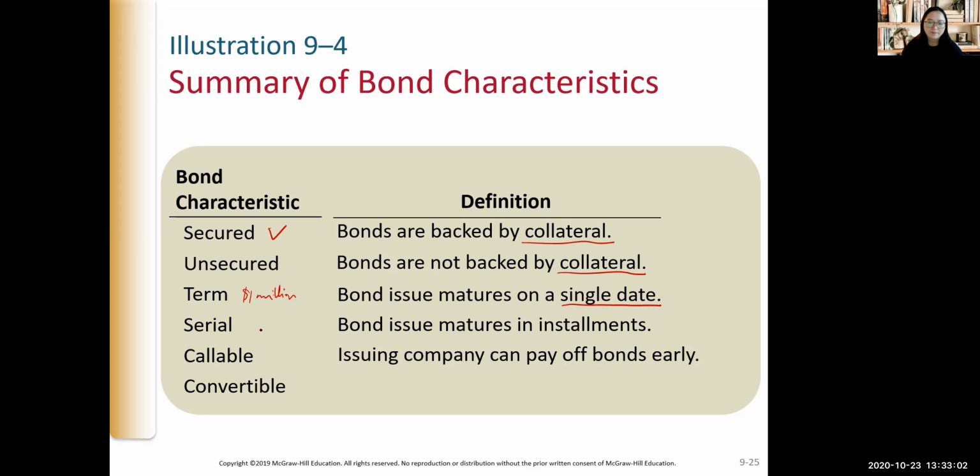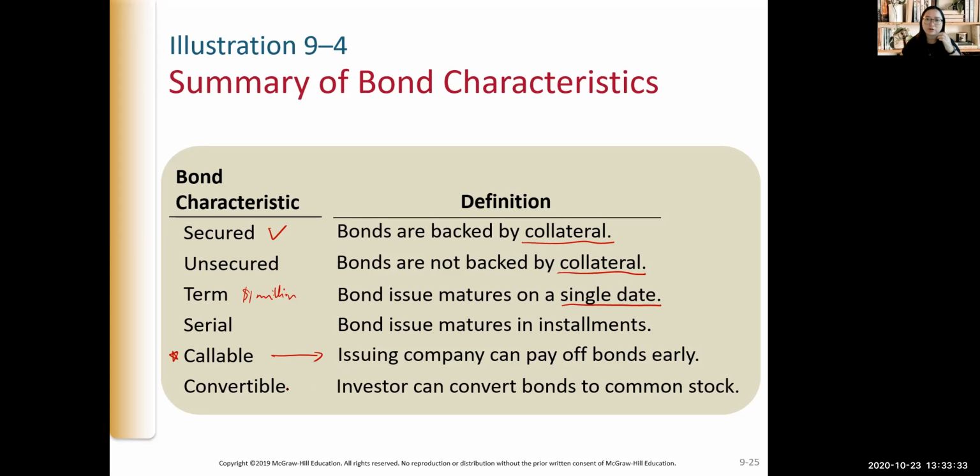A serial bond means the bond is issued with maturity in installments, meaning that over the next 10 years, every year you pay $100,000, right? And a callable bond means the issuing company can pay off the bond early, meaning that whenever I feel like I don't want to borrow money anymore, I have enough saved up, I want to cancel my debt, you have the ability to do that if you have a bond that is callable.